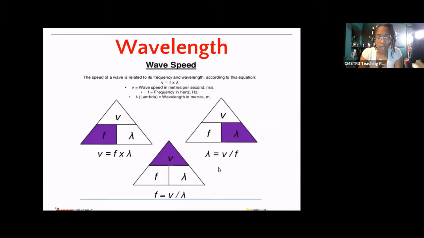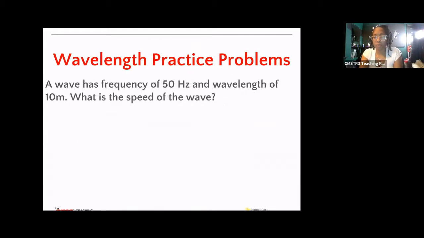So let's look at a couple examples, and then this is what we're going to practice for about 10 or 15 minutes tonight to make sure that we got the actual concept down here. So our first example problem is here. It says a wave has a frequency of 50 hertz and a wavelength of 10 meters.